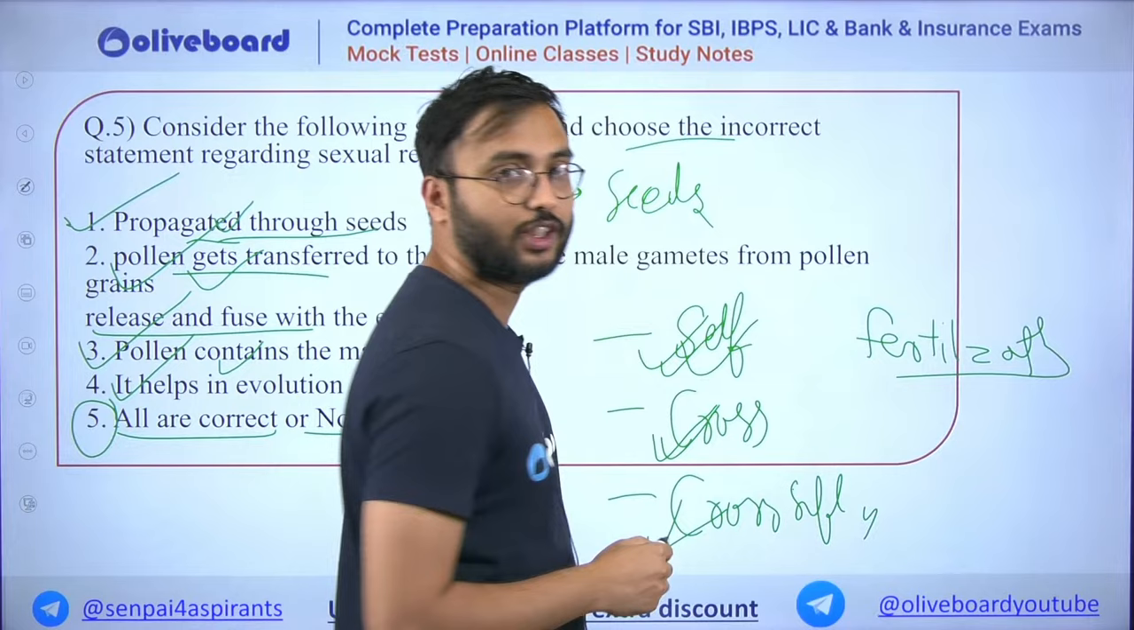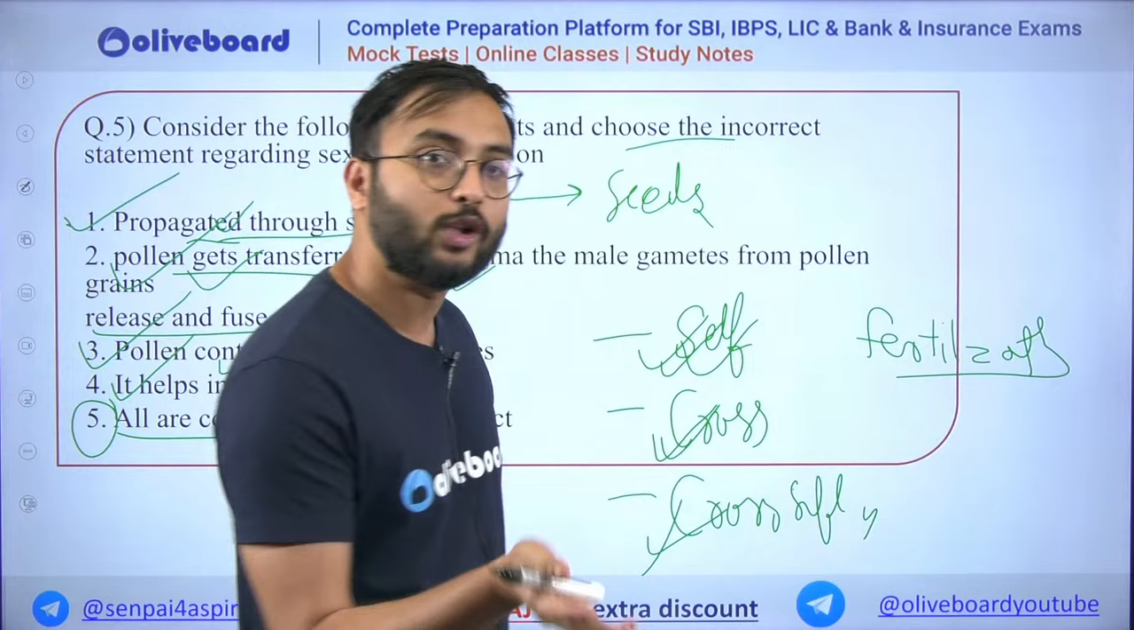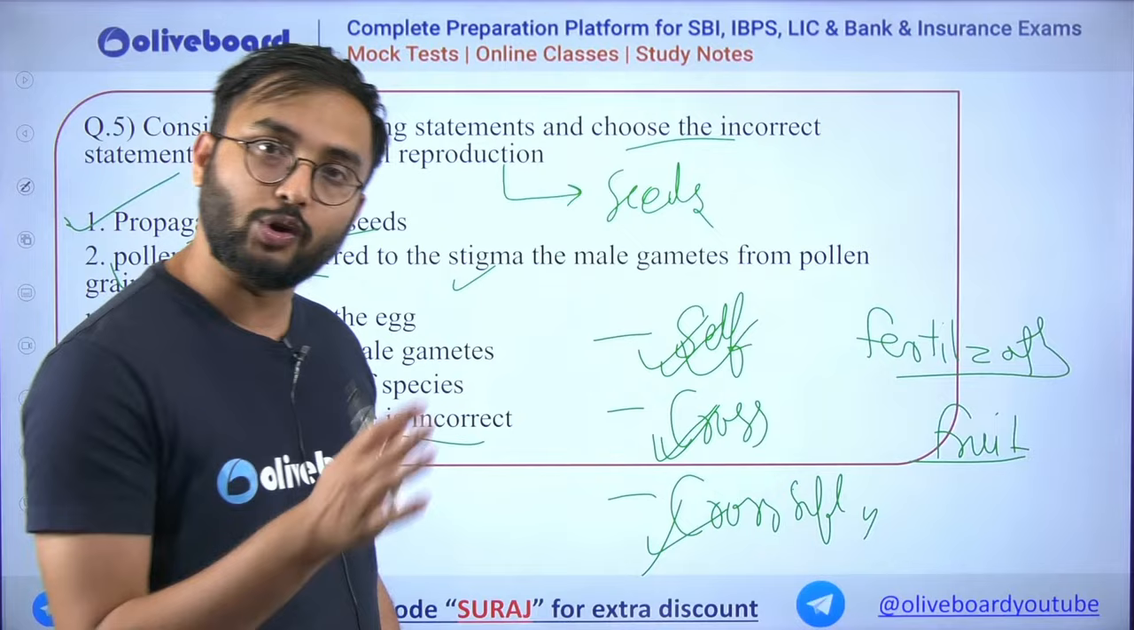In fertilization, a zygote is formed by the union of male and female gametes. Your ovule then converts into fruit. In the fruit, the seed is there. From this seed, again germination takes place. I hope you get it.